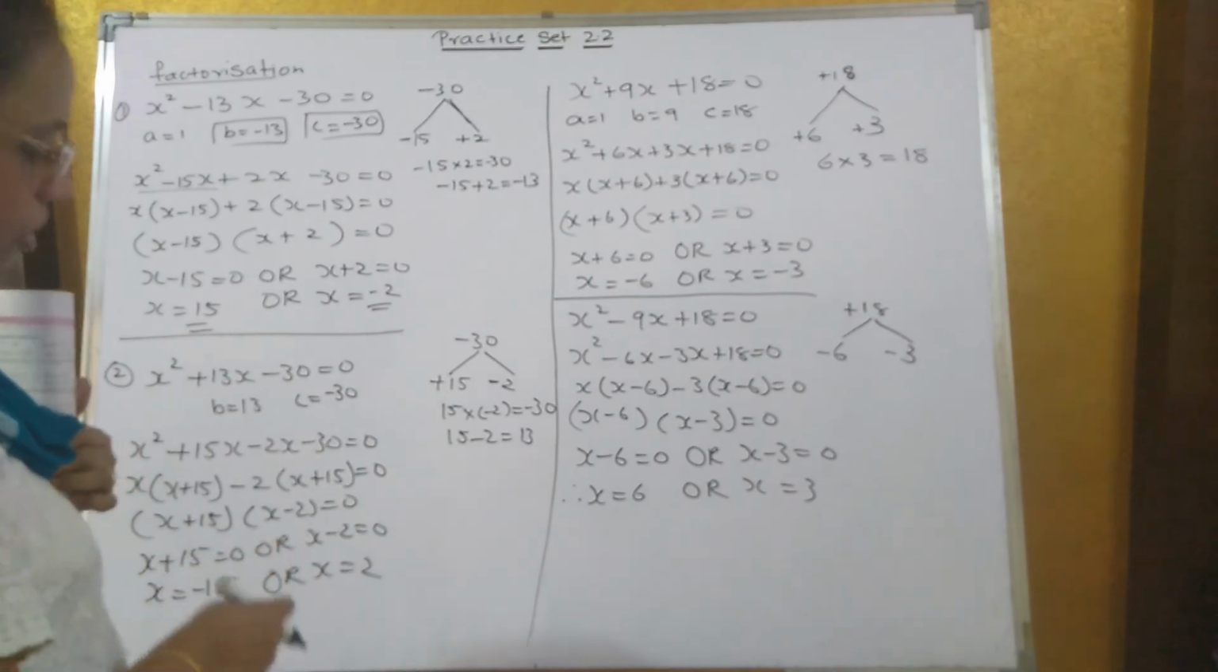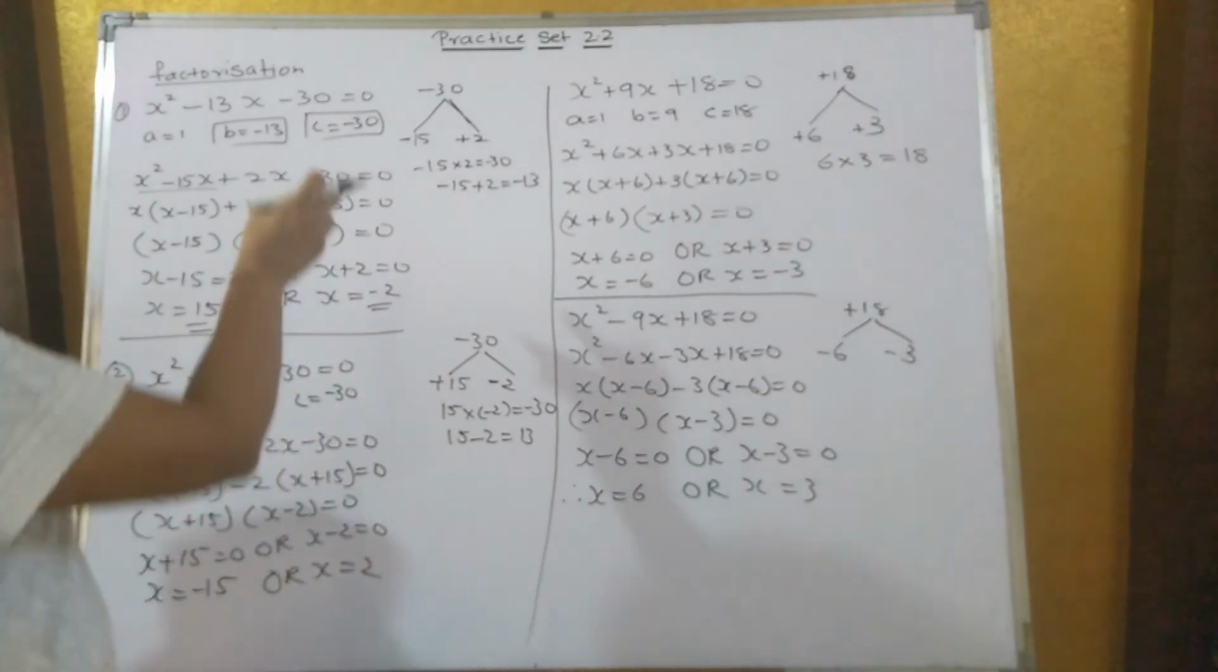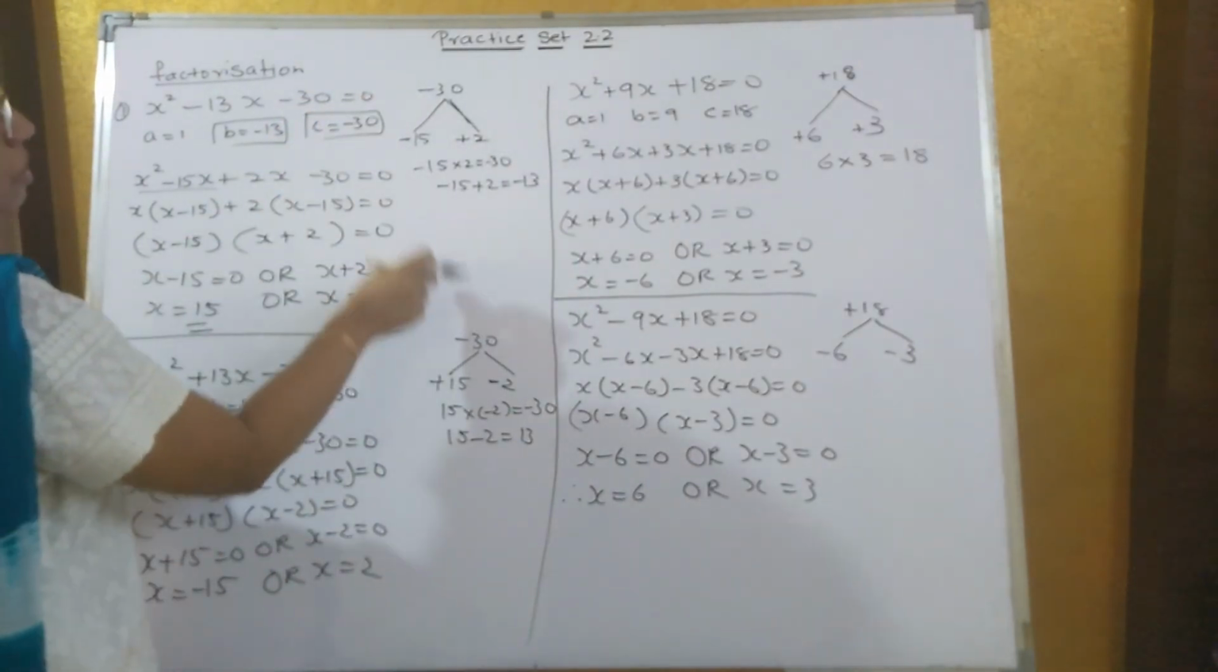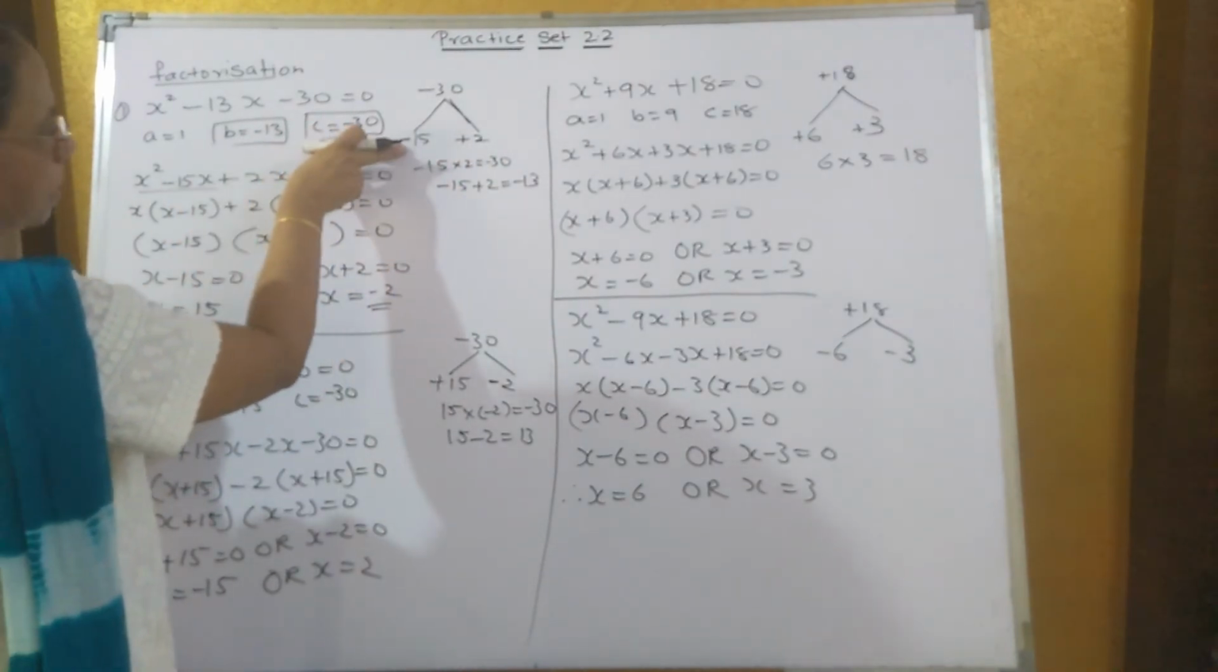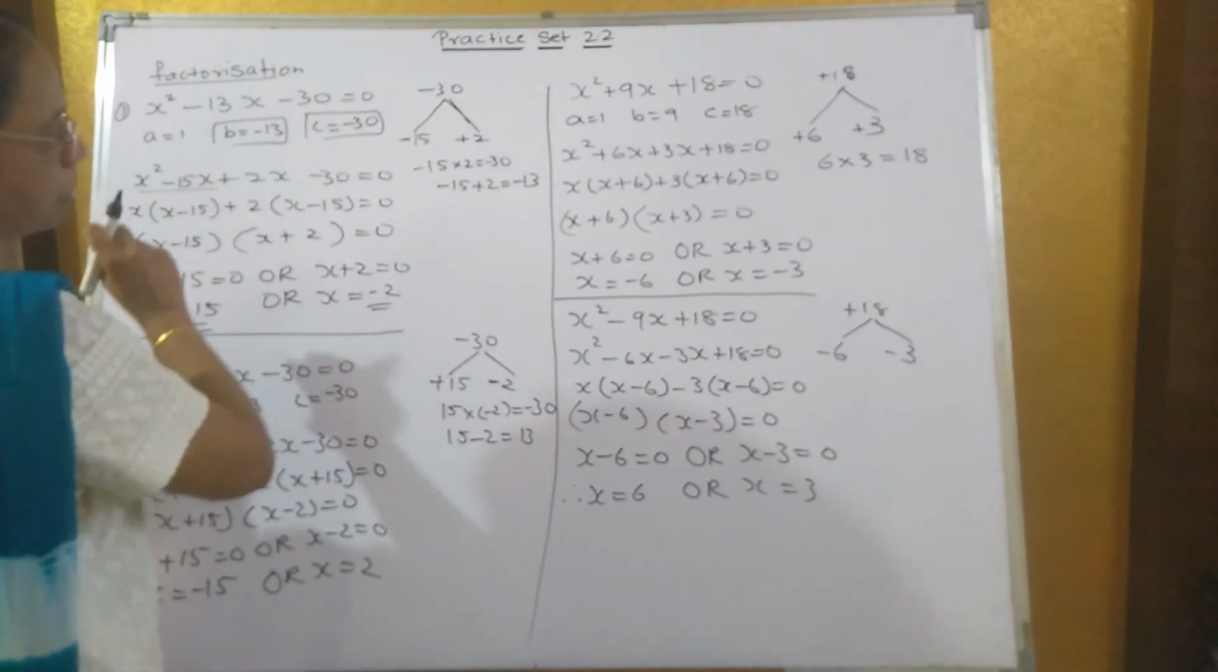There are other methods also that I'll show you in the activity. So remember, when c is negative, subtract and get the middle term. And if the middle term is negative, the bigger number will be minus and the smaller number will be positive.